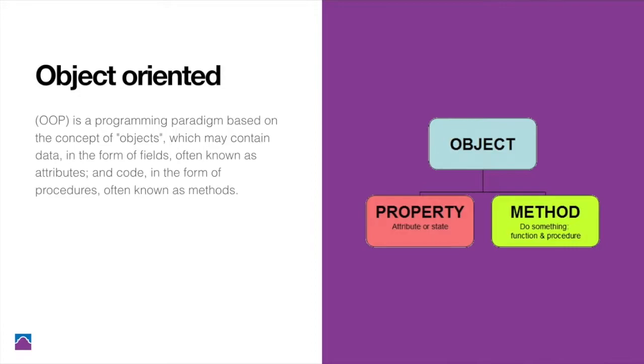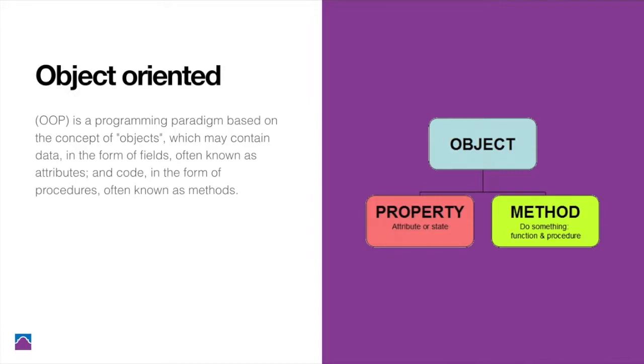Okay. Also, another thing about CakePHP is it's object oriented, and so this is another good term to learn. It's OOP, object-oriented programming. It's a programming paradigm based on the concept of objects, which may contain data in the form of fields, often known as attributes, and then code in the form of procedures, often known as methods, which basically mean functions.